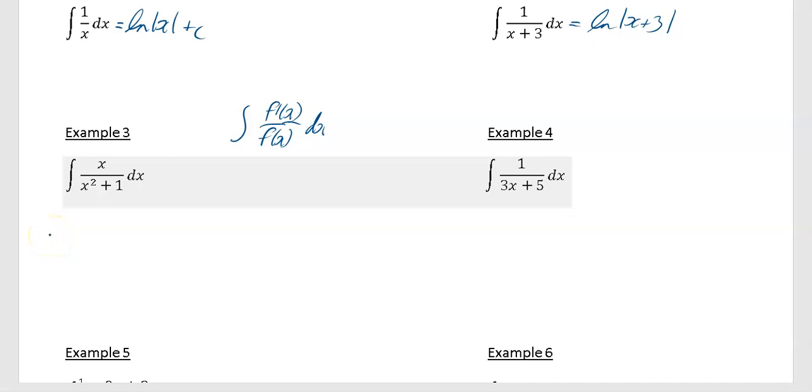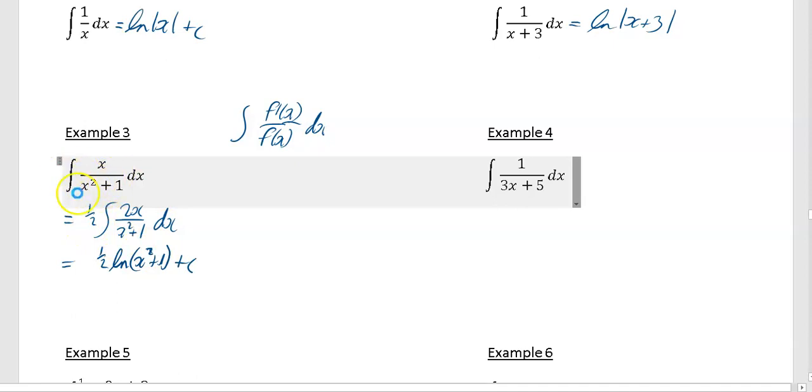So I'm going to change it so that it becomes a half times the integral of 2x over x squared plus 1 with respect to x. It's now in the form that we want. So the integral part just becomes ln of x squared plus 1. Notice I haven't used the modulus sign because there's no need. And then we have a half out in front of it as well. And that's it done. So a very good wee trick.